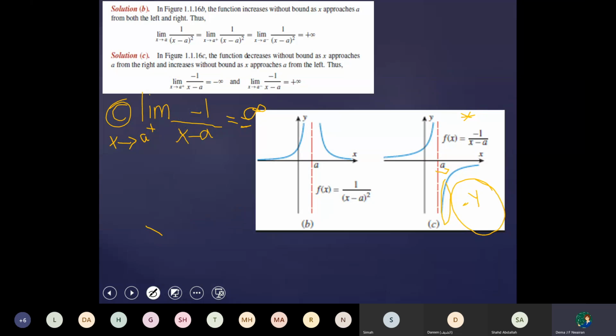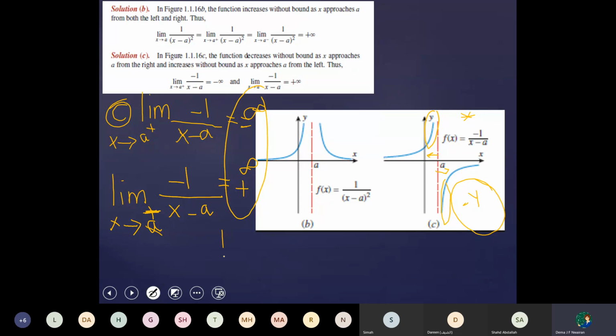Now look at the second one. Limit of negative 1 over x minus a when x approaches a from the left. Look at a from the left now. What about the values from the left? It goes to the positive y-axis, so it will be positive infinity. Does it equal? No. Because of that, I can say that the limit of negative 1 over x minus a when x approaches a does not exist.